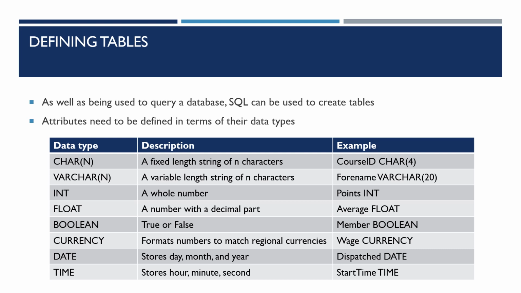Varchar is a variable length string of n characters. N is the maximum number of characters that it can hold, but we don't know how many it will take each time. That's because in this instance, we don't know how many letters will be in each person's forename. Int is short for integer, whole numbers as we would expect. Float takes decimal numbers. Boolean, true or false. Currency formats numbers to match regional currencies. Date stores day, month, and year, and time stores hour, minute, and second.